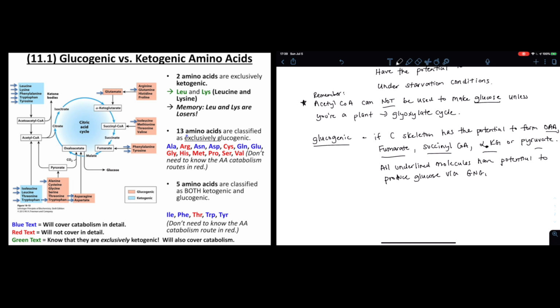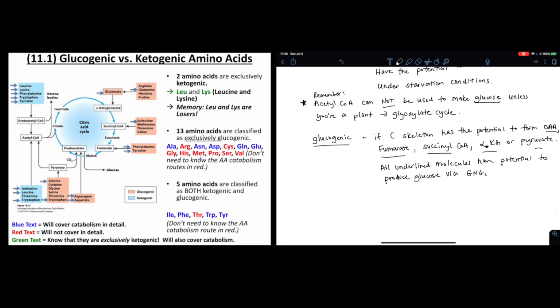Okay, 13 amino acids are classified as exclusively glucogenic, so they have the potential to make glucose. This includes alanine, arginine, asparagine, aspartic acid, cysteine, glutamine, glutamate, glycine, histidine, methionine, proline, serine, and valine. And that's a lot. Okay, and I don't want you to know all of that.